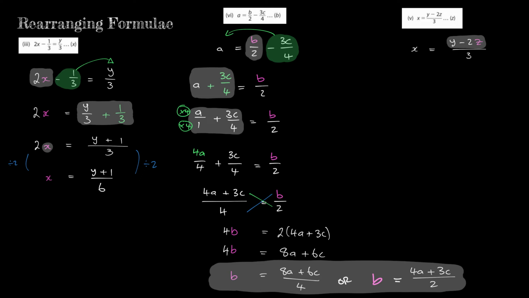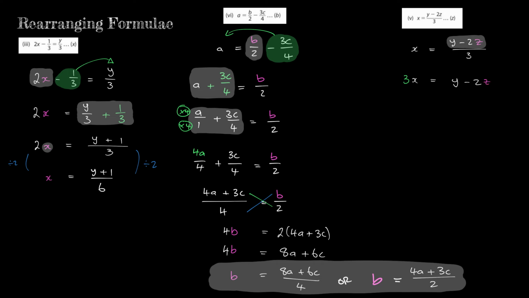So in order to get rid of that fraction, I need to times both sides by the denominator. And we did this before. Anytime you want to get rid of a fraction, you just times both sides by the denominator of that fraction. So if I times both sides by 3, I'll end up with 3x equals y minus 2z.